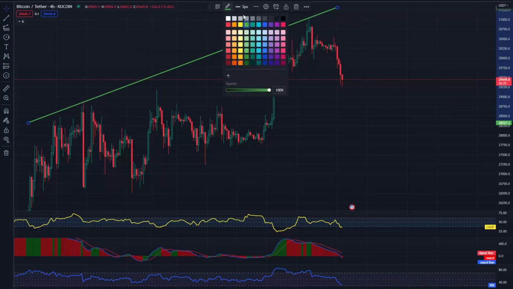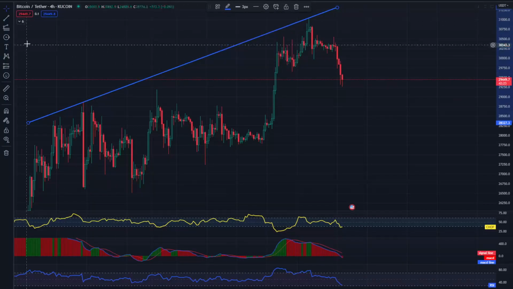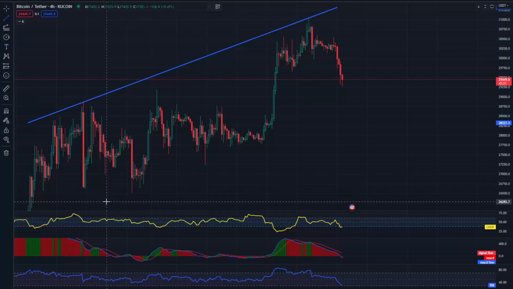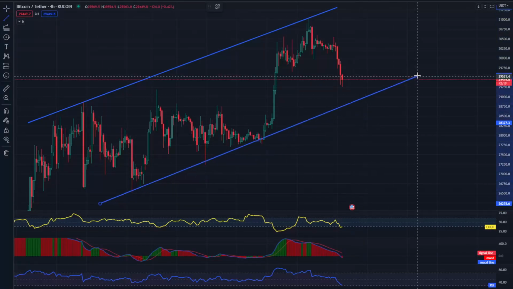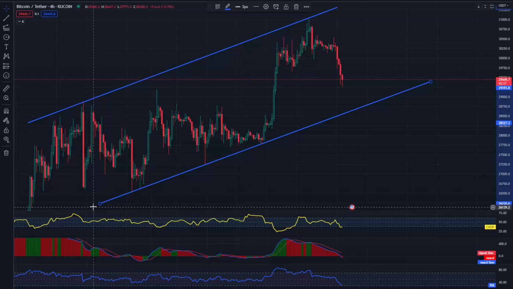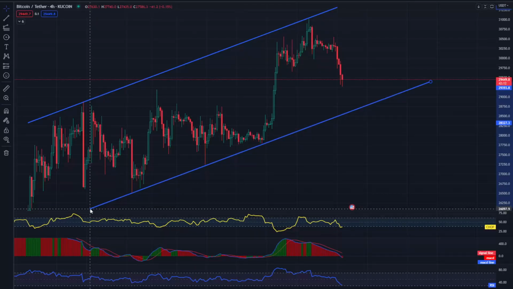Let's start by checking the current situation on the BTC pair to USDT, taking into account the 4-hour interval. First, we will use blue lines to mark the local uptrend channel in which the BTC price is moving.